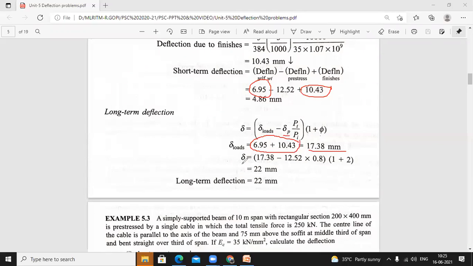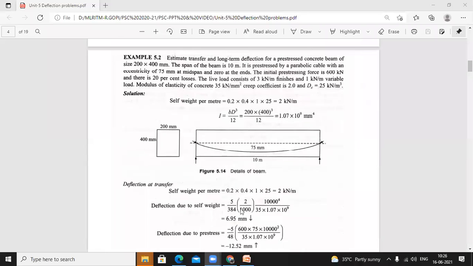So net deflection is equal to 17.38. That means the deflection due to self-weight and live load, minus the deflection due to the pre-stressing force, which is minus 12.52. Okay, so minus 12.52. What is the loss ratio? It is 0.8. Where I got this 0.8, you can see in the question.